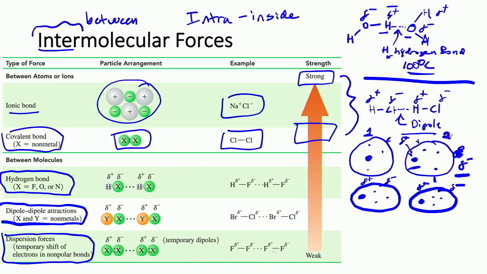And that left the nucleus of the second one exposed. Then it attracted the electrons from the first one to this side. So that's why you end up with something that looks like this. So now we have temporary dipoles formed. These are very temporary, but they're temporary dipoles. And then a little bit of attraction in between there, that is a dispersion force.